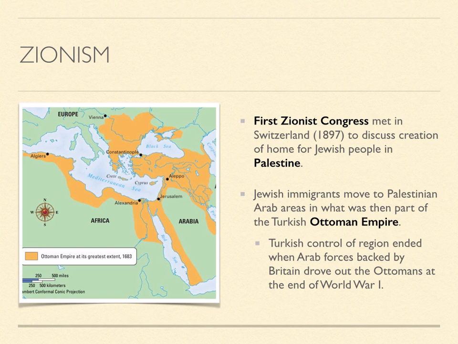Jewish immigrants began moving to Palestinian Arab areas in what was then a part of the Turkish Ottoman Empire. Turkish control of the region ended when Arab forces backed by Britain drove out the Ottomans at the end of World War I. On the left-hand side is a map of the Ottoman Empire.